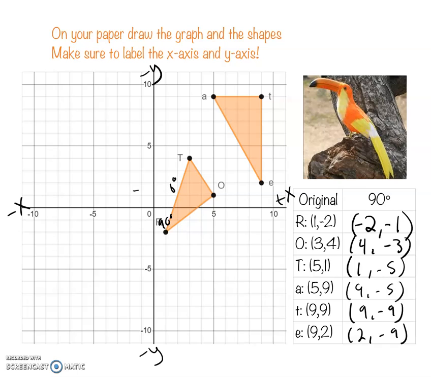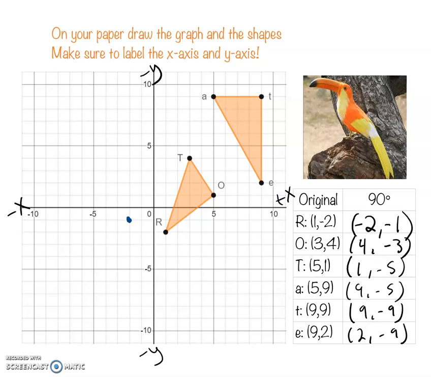Let me make some room on our graph. And I'm going to do these in a different color so that we can see that it is going to be a different color. Okay, so our first one, we have -2, -1. That means I have to go over -2, and then I have to go down -1. That's my first point.